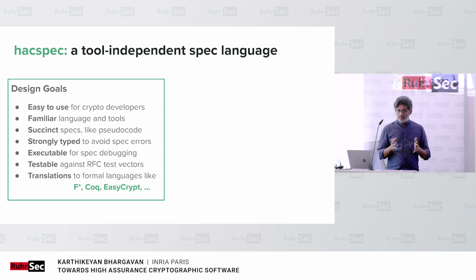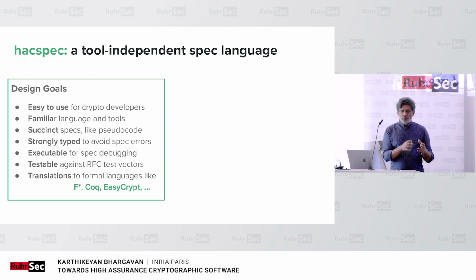So to address this, we are developing, along with a bunch of tool developers, this shared language called HACspec. And the idea of HACspec is to be a tool-independent spec language that anybody who's familiar with crypto algorithms and crypto development should be able to read and even write. It should use familiar languages and tools, and should enable us to write code or specs for crypto algorithms and protocols as well, which look like pseudocode. It should look like pseudocode, but at the same time, we want it to be executable so that we can test it.